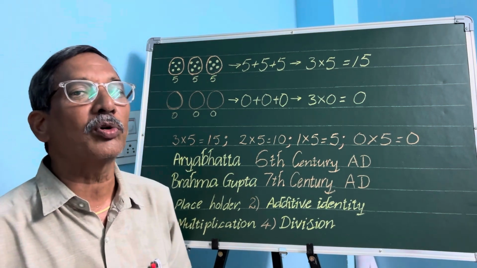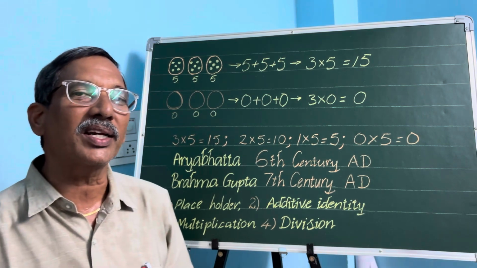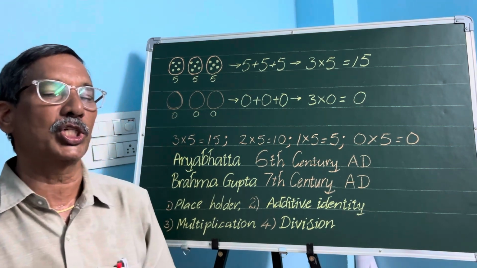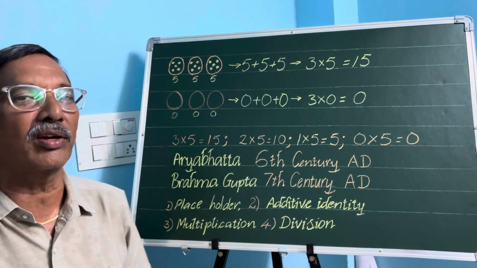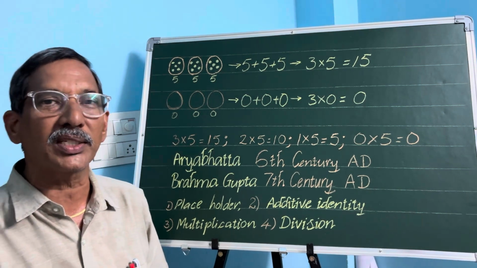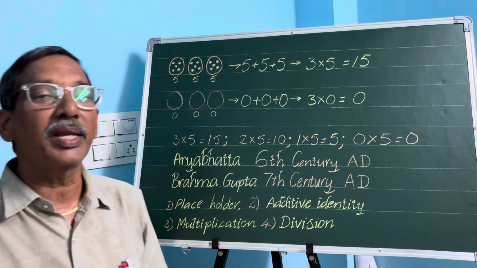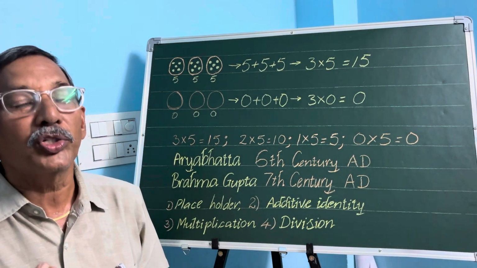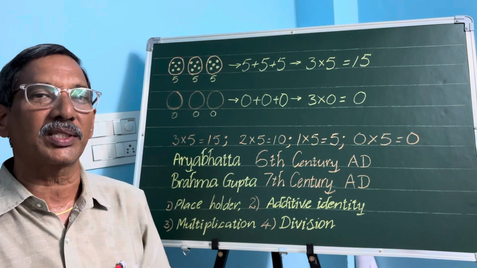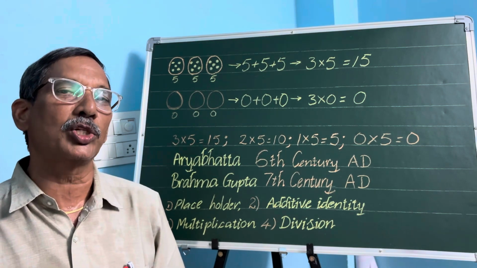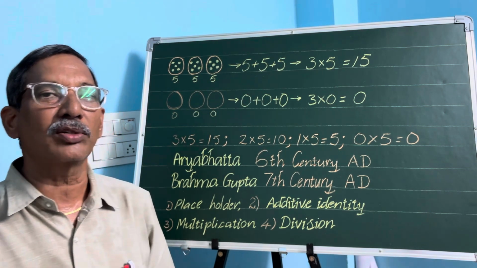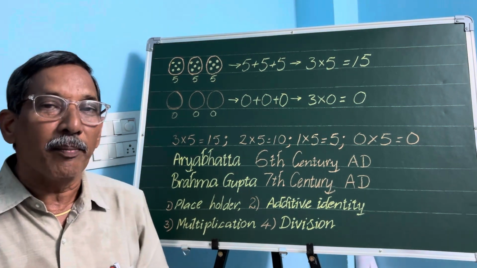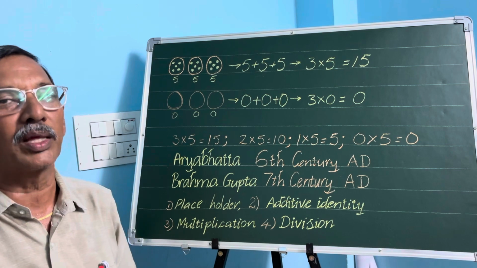You have 0 packets. Each packet contains 5 biscuits, but you don't have any packets. 0 packets, 0 into 5, 0. You don't have any biscuits now. You don't have any packets, which means you don't have any biscuits. You can also express that in numbers: 0 packets into 5 biscuits, 0. So when 0 is multiplied by a number, again the product is 0.